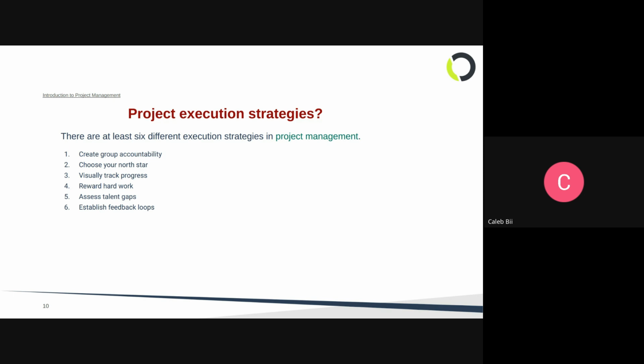Then we have visually track progress. Here we've stated that we have certain tools that can help us in this, like Jira. You should ensure that each and every person in your team is able to see the other person's progress. That will make them more accountable, and they'll deliver on time.